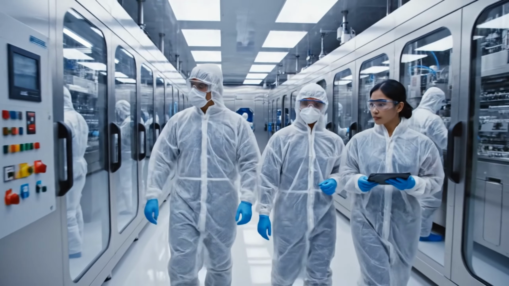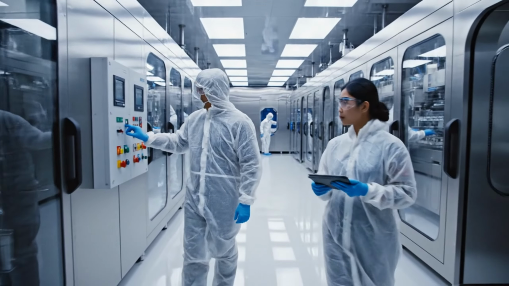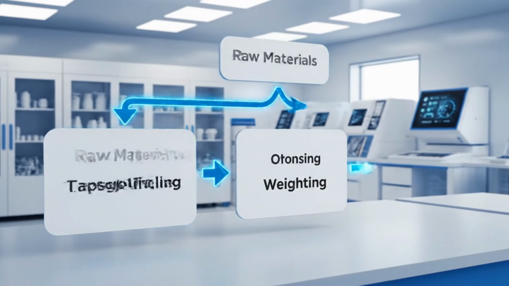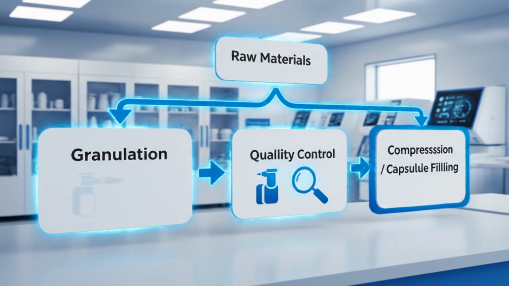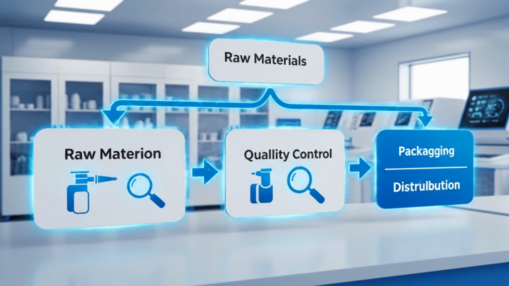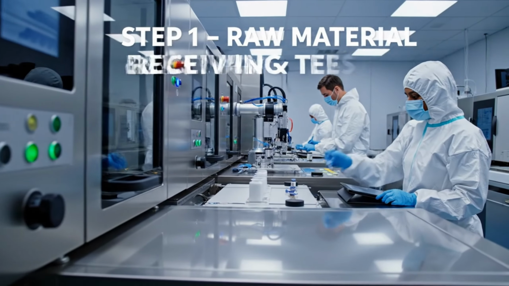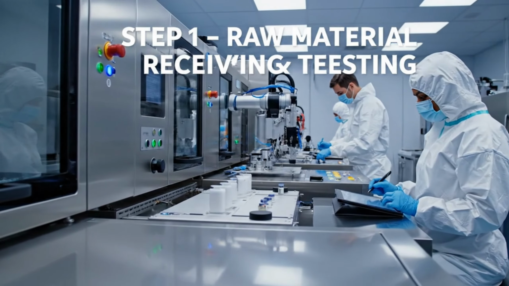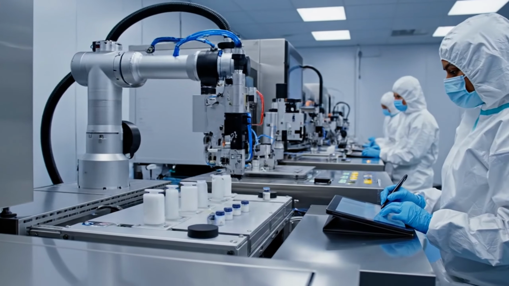Every pill you have ever swallowed passed through one of the most tightly controlled manufacturing environments on Earth. Today, the process of making a single tablet or capsule involves dozens of critical steps, hundreds of quality checks. Before a single gram of material is allowed into production, it must first pass through one of the most critical gates in the entire process, the raw material testing laboratory.